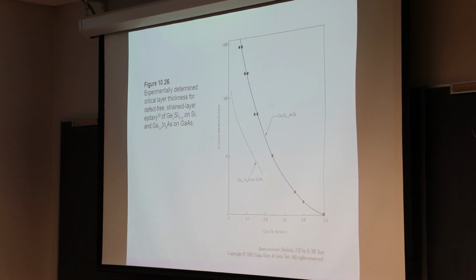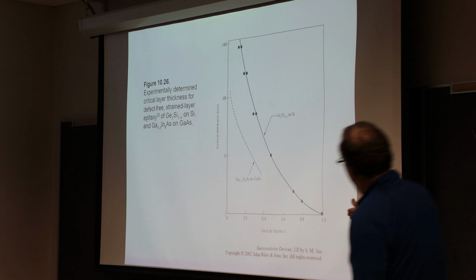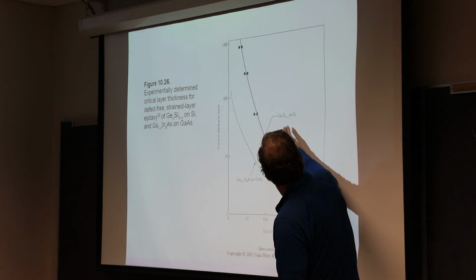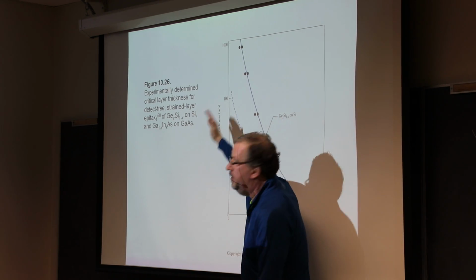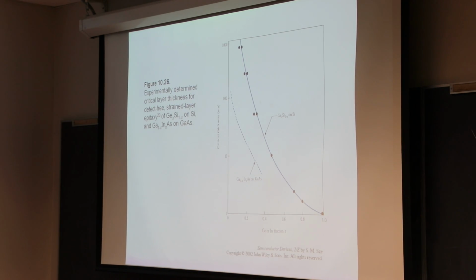And so here are the critical thicknesses of different materials. This should make sense, because as you go to pure silicon on silicon, the critical thickness goes to infinity, because you're just putting silicon on silicon. And there's no limit to that.